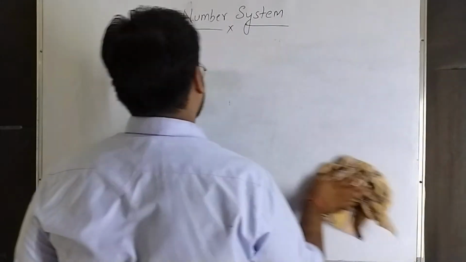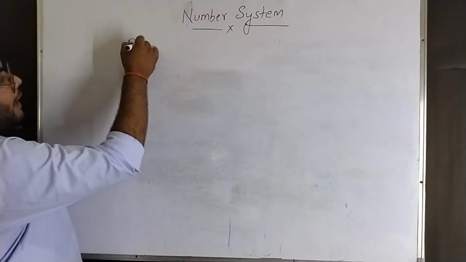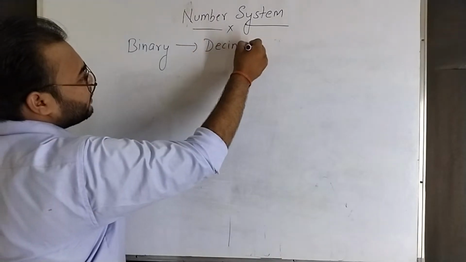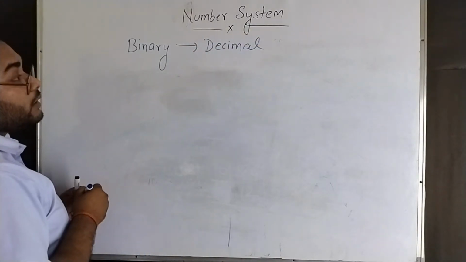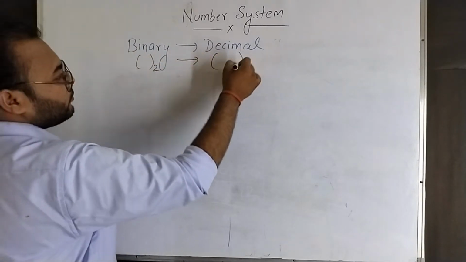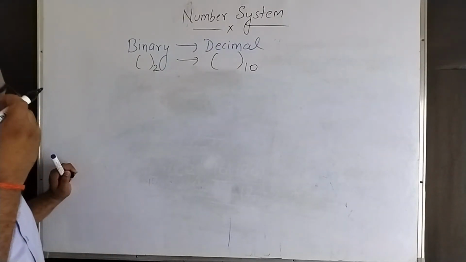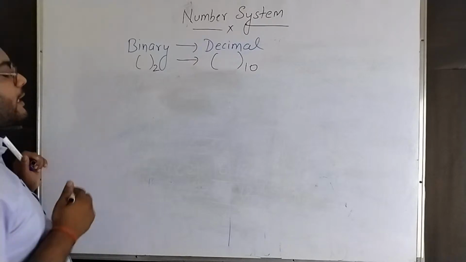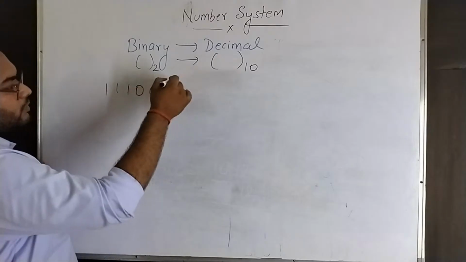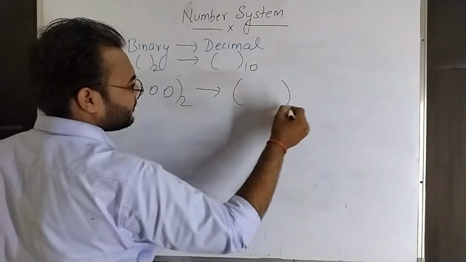Now the most important topic, which is very important, that is from binary to decimal. Binary to decimal means from base 2 we are going to base 10. Now I am giving you the number. The basic number we can see is 111000. Now tell me what we can write.